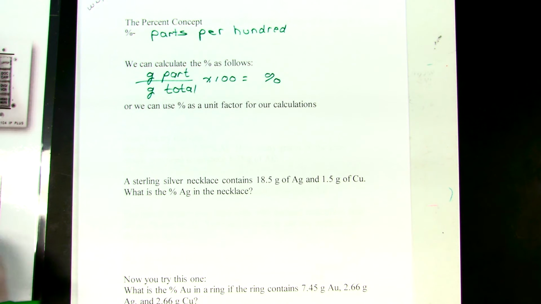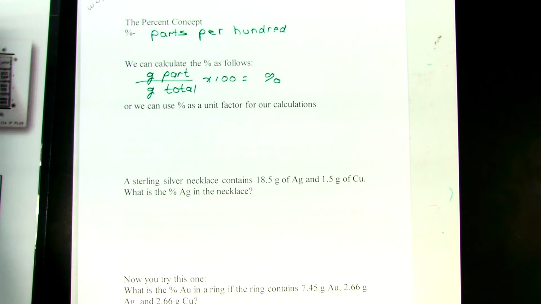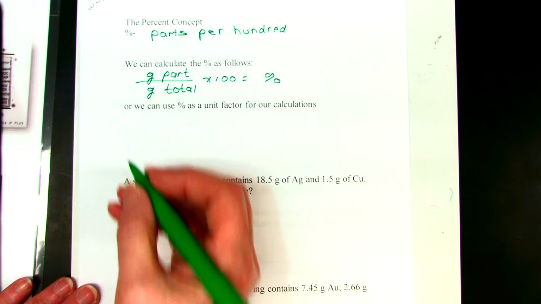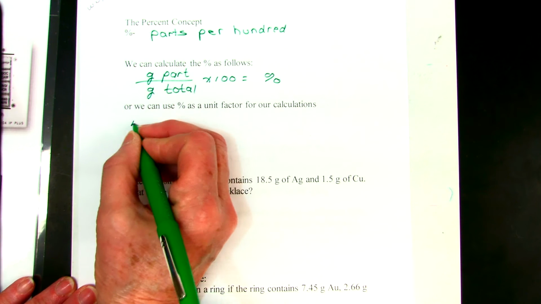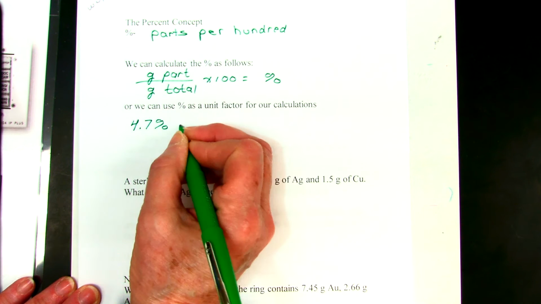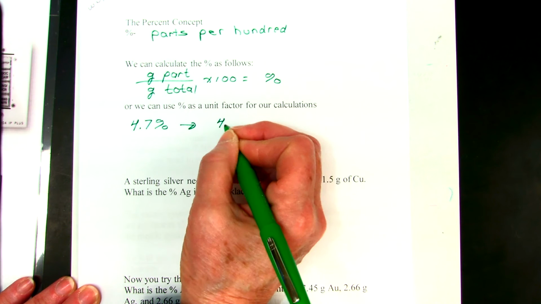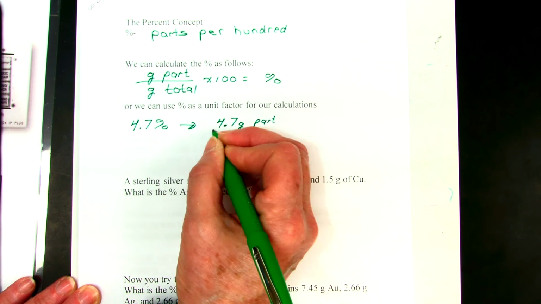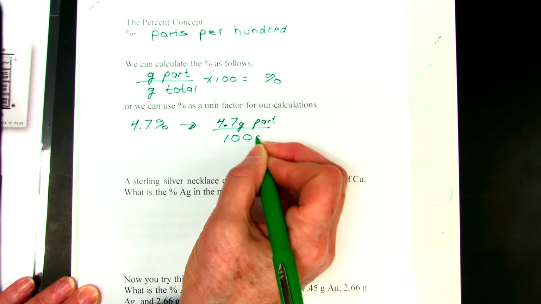What we do with it in chemistry is just a little bit different. We can use percent as a conversion factor doing the kind of math we introduced before with the factor label or dimensional analysis, whatever you like to call it. So when we think of percent as parts per hundred, we can think that something like 4.7% can be represented as 4.7 grams of the part divided by 100 grams total.